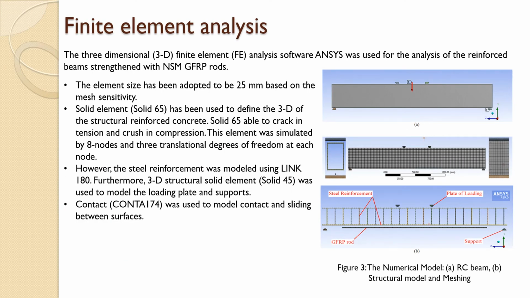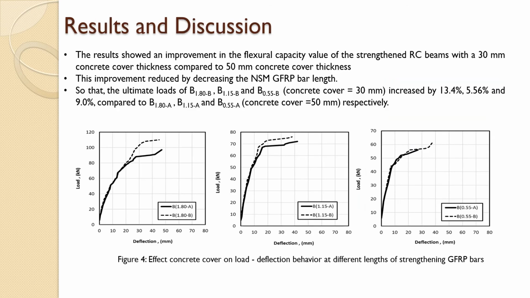3D finite element models have been developed using ANSYS to analyze the strengthened beams, where the element size was set to 25 mm based on the mesh sensitivity. Solid65 was used to model the concrete with the capability of cracking in tension and crushing in compression. Also, Link180 was used to model the reinforcing steel and GFRP bars. And Solid45 was used to model the loading plates and the supports. Besides, Conta174 was used to model the contact and the sliding between the surfaces.